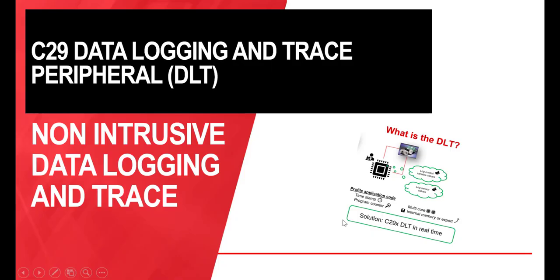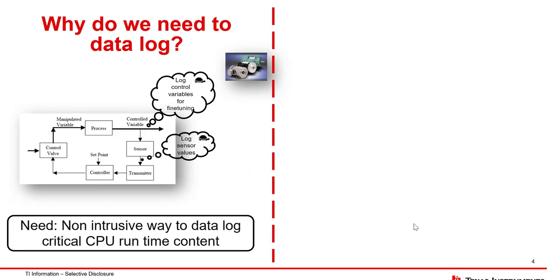Hi, in this video we will be going over the data logging and trace peripheral on our C29X devices. Let's talk about why data logging and tracing is important for real-time application code. In the following diagram we have some control loop that is controlling a motor.